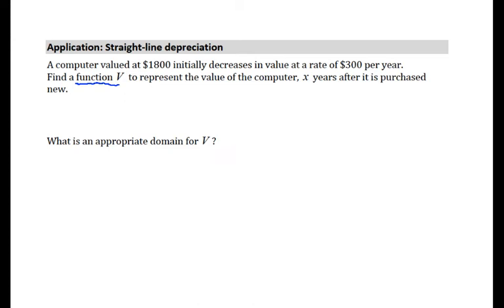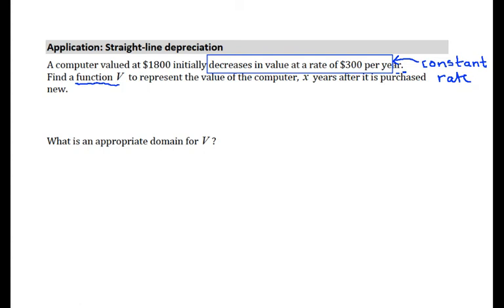We can tell that it's linear due to the fact that this description says it decreases in value at a rate of $300 per year. Because that is a constant rate of change, we know that this is a linear function. So if we're asked to find a linear function, that's really the same thing as finding a linear equation. We just need to make sure that at the very end, our final answer is expressed in function language.